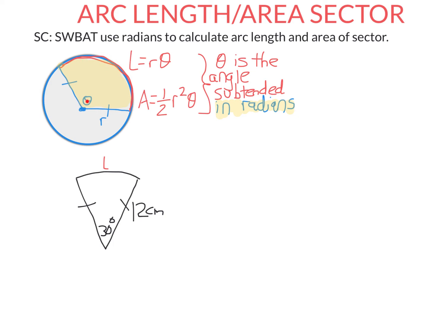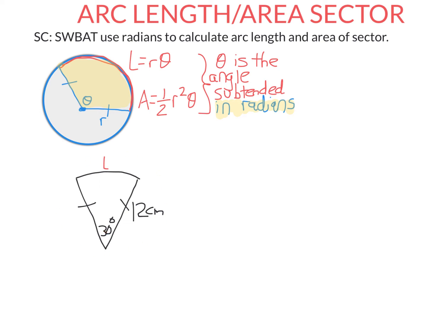So we call this angle here the angle subtended by this arc. I'll call it theta. Now, the arc length is just radius times theta, and the area of the sector is just half r squared theta, as long as theta is in radians. So let's look at this question here.